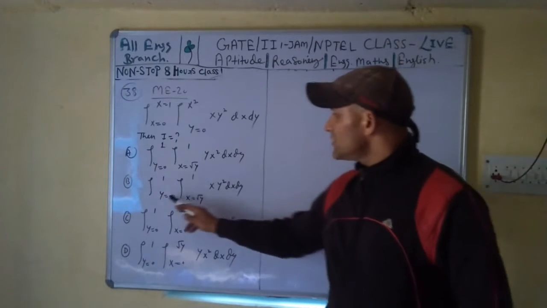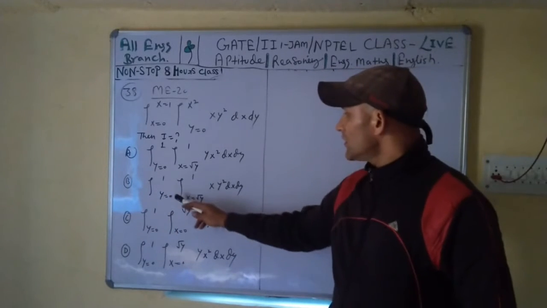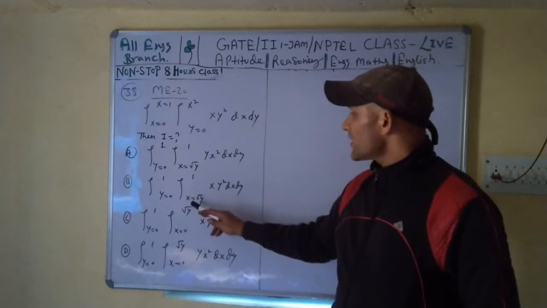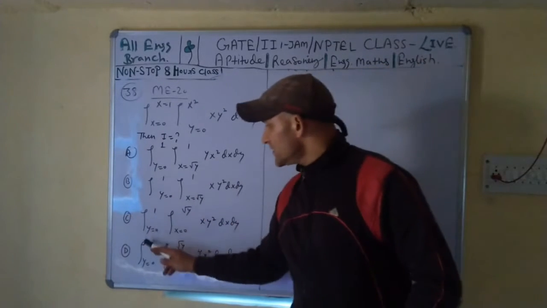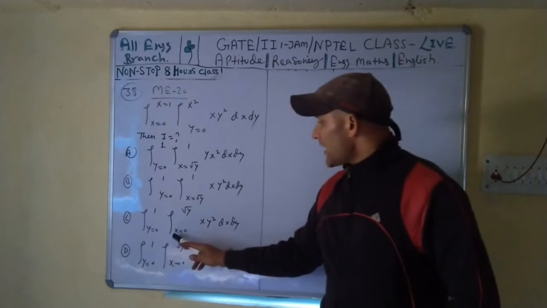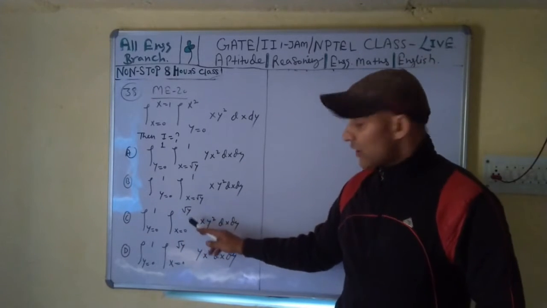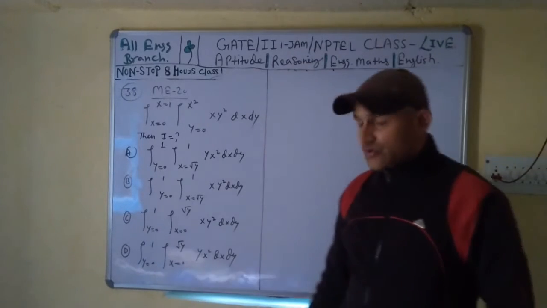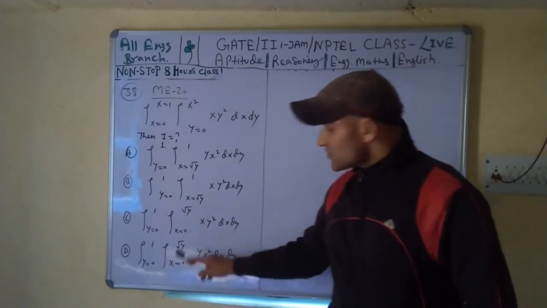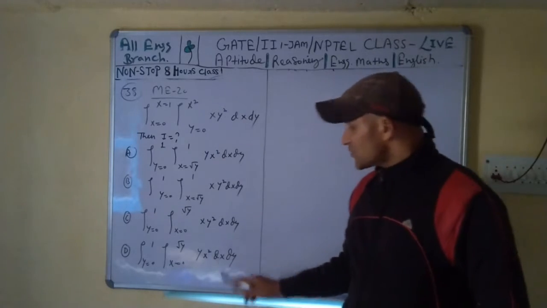And other option B: y is equal to 0 to 1, integration x is equal to square root of y to 1, x y square dx dy. C: y is equal to 0 to 1, and x is equal to 0 to square root of y, x y square dx dy. And D: integration of y is equal to 0 to 1, and integration of x is equal to 0 to square root of y, y x square dx dy.